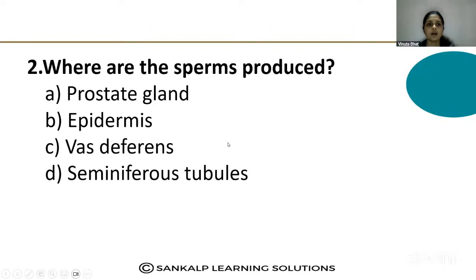Next question. Where are the sperms produced? Option A, prostate gland. Option B, epidermis. Option C, vas deferens and the seminiferous tubules. Where are the sperms produced?